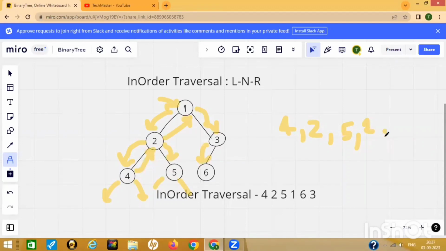So we visit node 6. And for 6, right is also null, so we backtrack to 3. For 3, we have visited the left node 6, so now we will visit node 3. And for 3, right is null. We are done visiting all the nodes of the tree. So our in-order traversal looks like 4, 2, 5, 1, 6, 3.